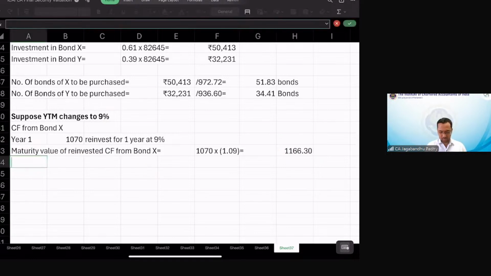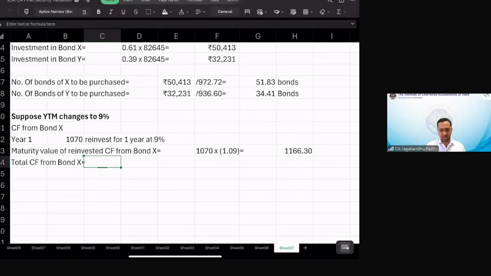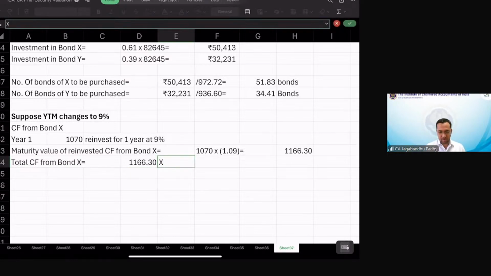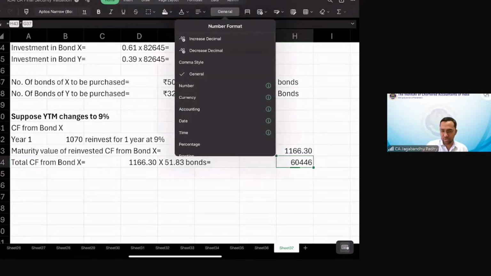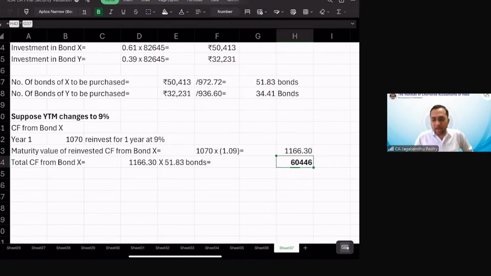What will be the total cash flow from bond X? Each bond is going to have a maturity value of 1166.30. That will be multiplied with the number of bonds, which is 51.83 bonds. So the maturity value, 1166.30 into 51.83, the final cash flow that we have from bond X, is now 60,446.